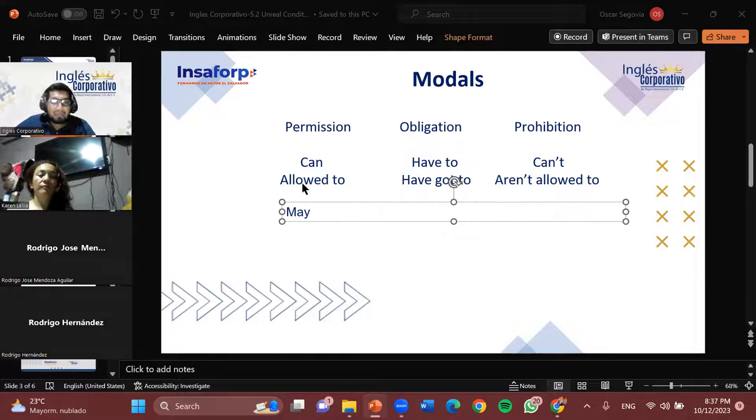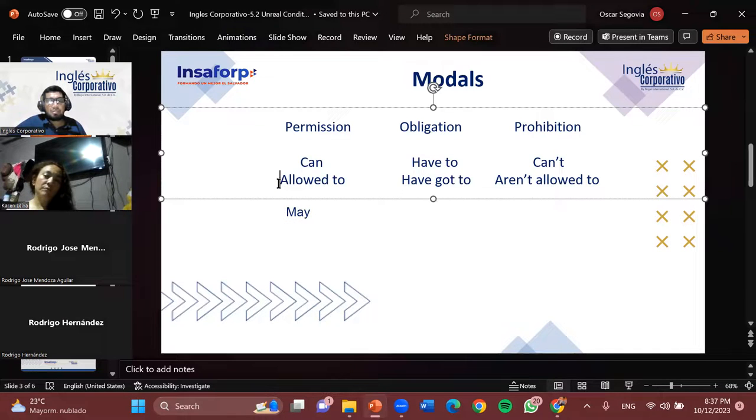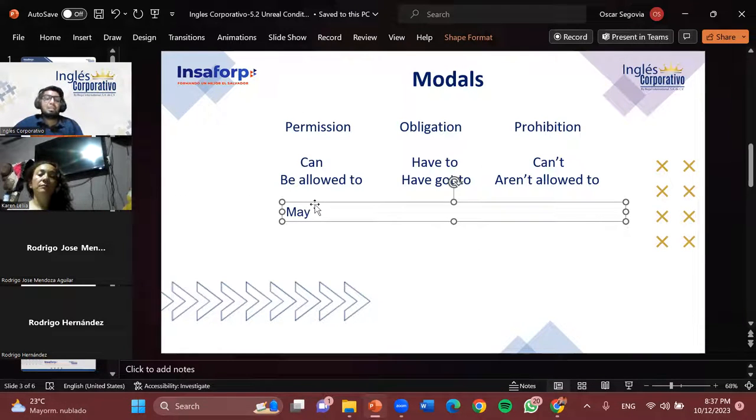And then we have allowed to. Allowed to is, of course, the same thing. Or, well, here maybe we should change a little bit and say, be allowed to. Because that's basically how it is. When you are allowed to do something, it's when somebody else gives you the permission to do that thing. So it would be something like you asking a superior at your job, maybe saying, am I allowed to take coffee from the machine?